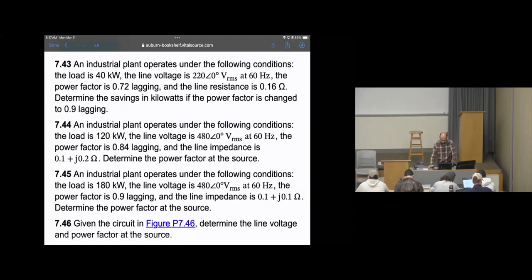Okay, so today's lecture will actually be short, so we will go through a couple of problems. So problem 7.44, which is: an industrial plant operates under the following conditions.